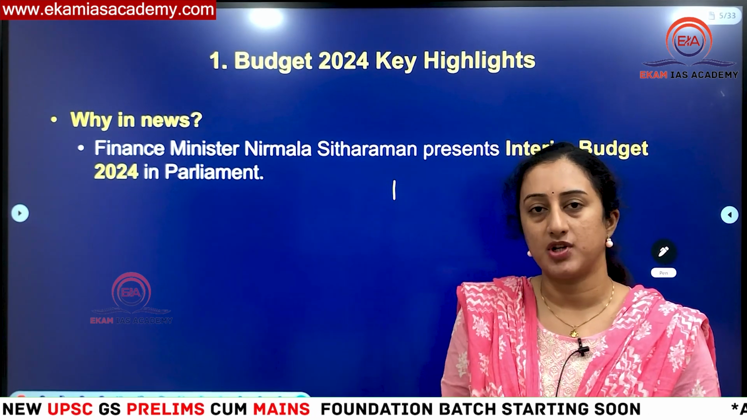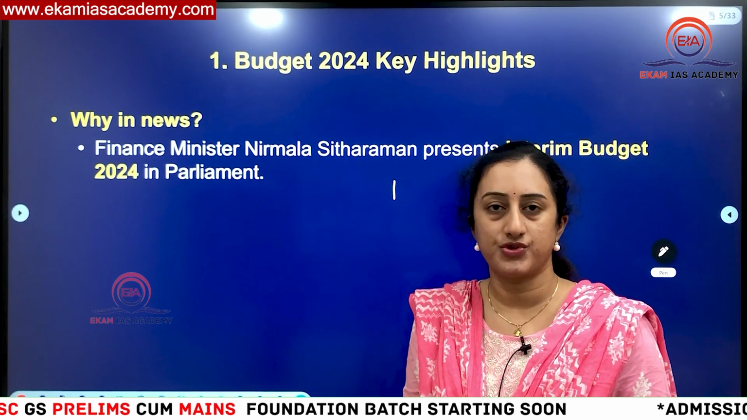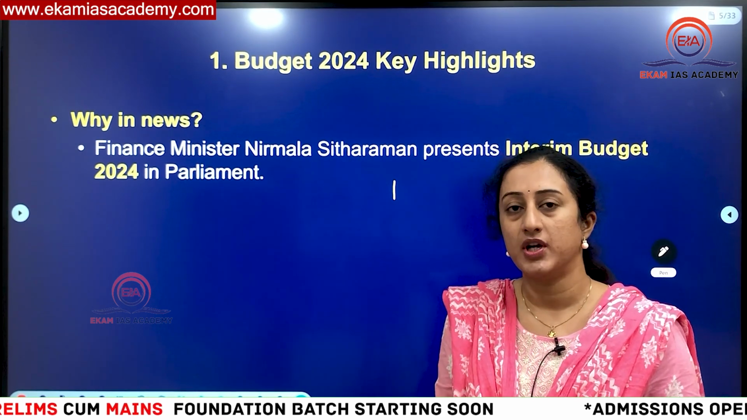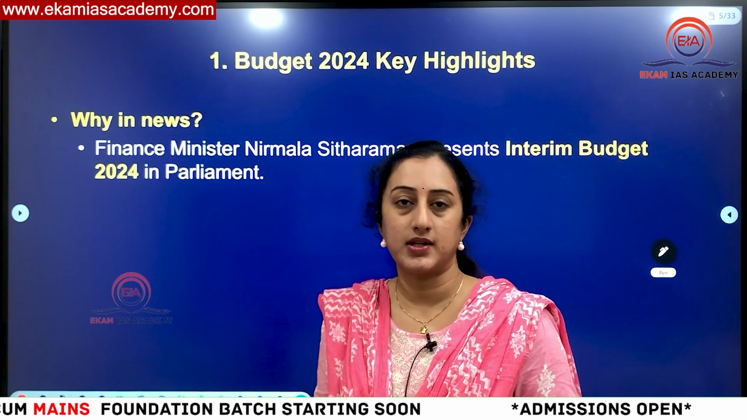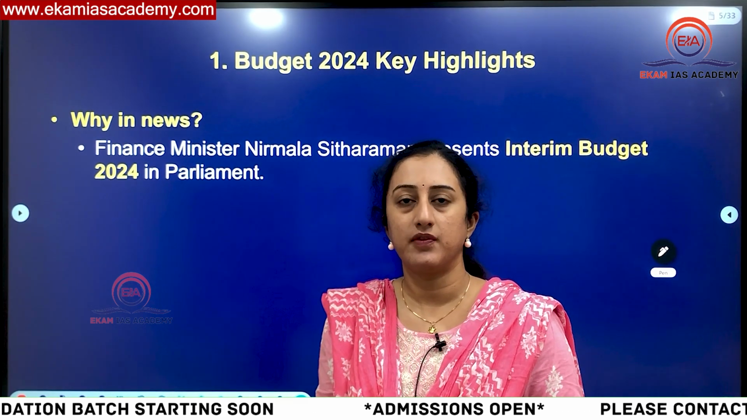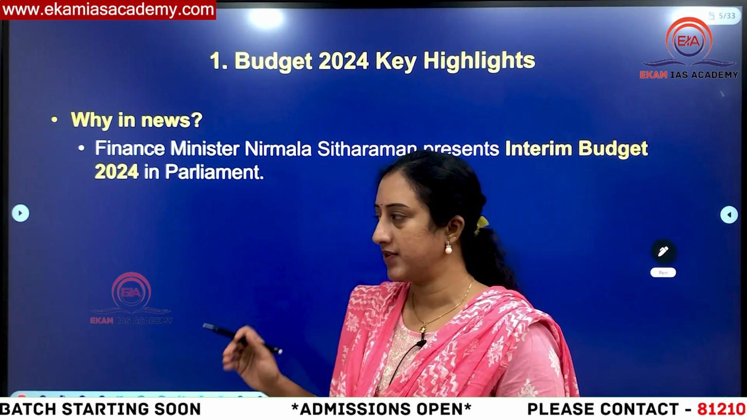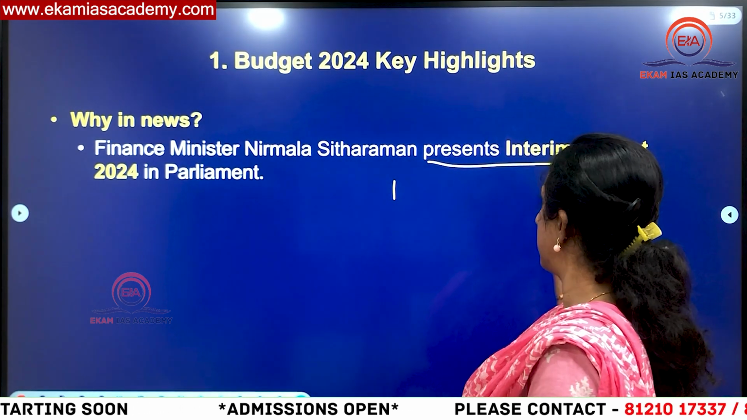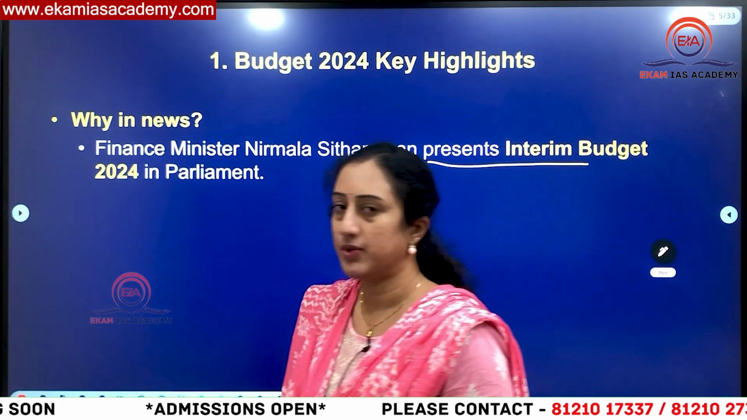So they won't include all the policies they want, because the interim budget is subject to the model code of conduct imposed by the Election Commission. So they cannot go for pleasing the people, and populist schemes cannot be announced in this particular interim budget. They have to give in a broader way. What the differences are, we'll see in a while. So why is it news? Because today the interim budget was tabled. Before this, there is a general thing you have to know.